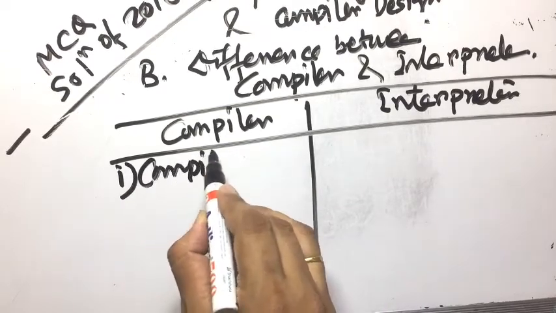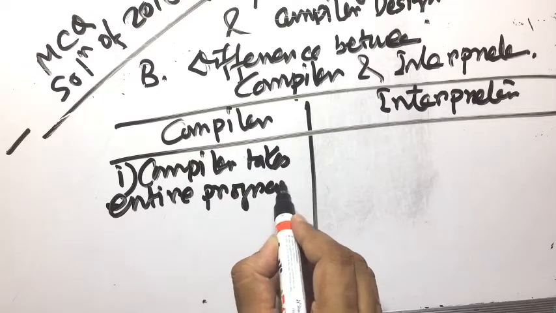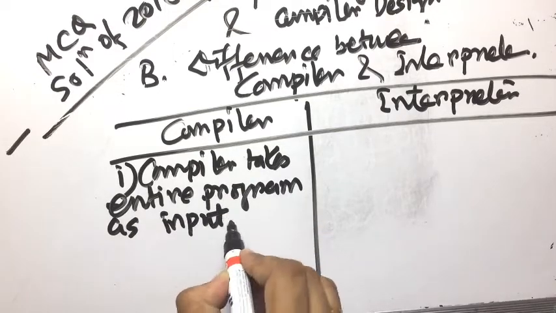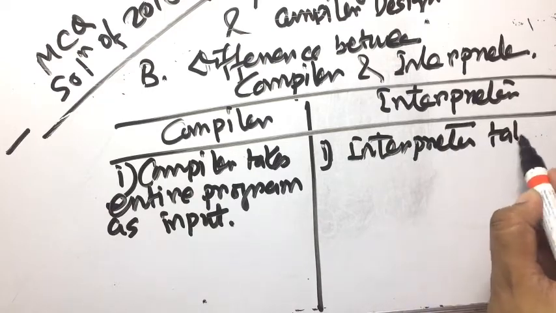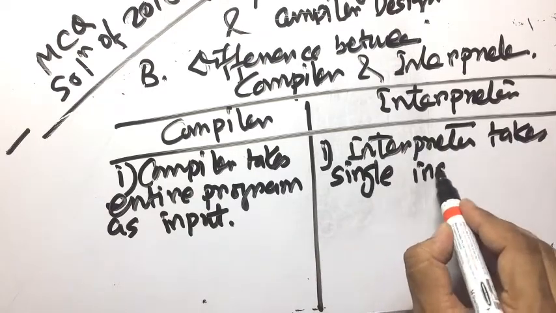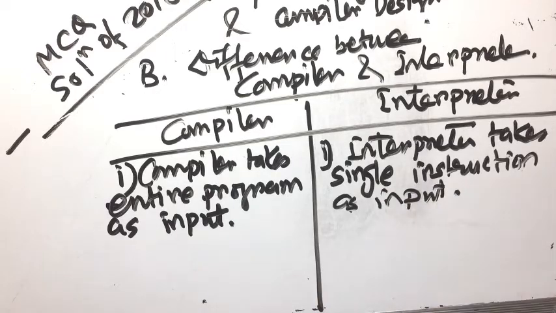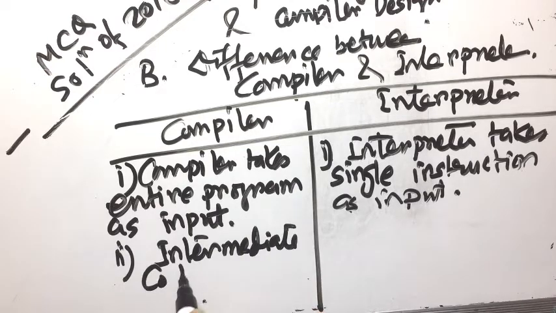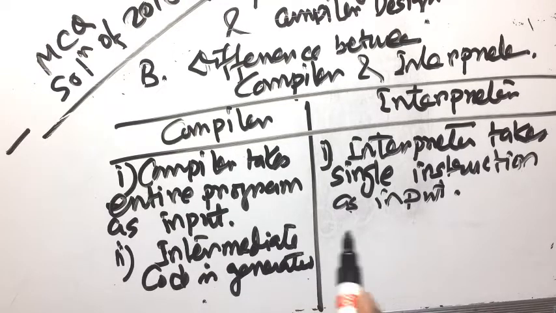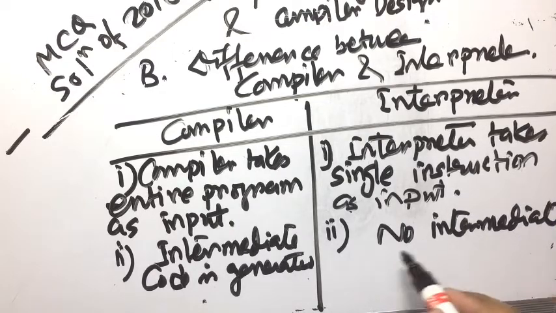First, the compiler takes the entire program as input. The interpreter takes a single instruction as input. Second difference: in a compiler, intermediate code is generated, that is the object code. Here in the interpreter, no intermediate code is generated.